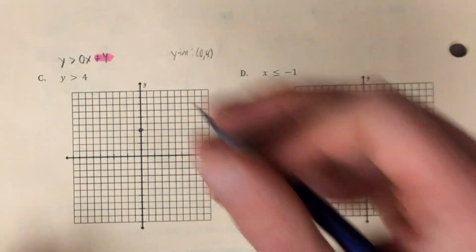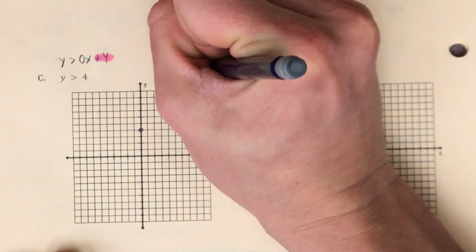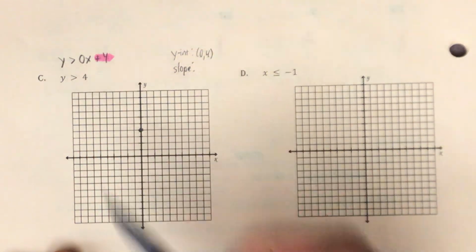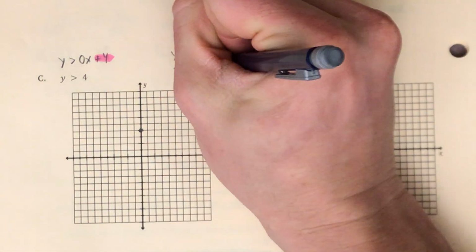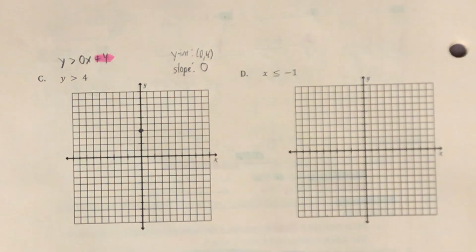Then I need to use the slope. Well, again, there's no x listed, but when we rewrote it, we remembered that 0 multiplying x made it go away. So the slope is 0. Well, we have to remember 0 slope lines are very specific in how they look. And we've talked about this before.